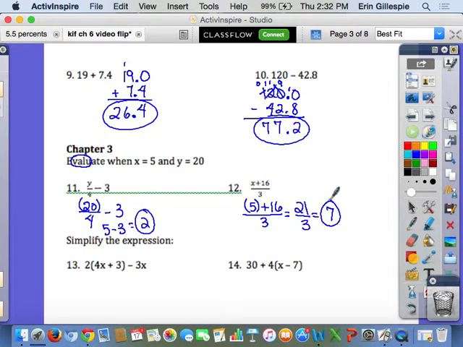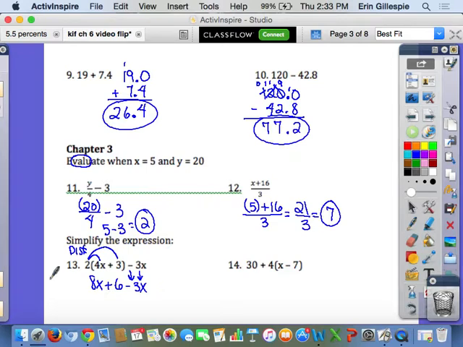Number 13 and 14, we need to simplify the expression. So we have parentheses with a number right next to it. That means we need to use the distributive property. So that means I do 2 times that first quantity and 2 times that second quantity. So 2 times 4x is 8x. 2 times 3 is 6. We rewrite that plus sign in between. I'm just going to bring down this stuff because that was enough work for this step.